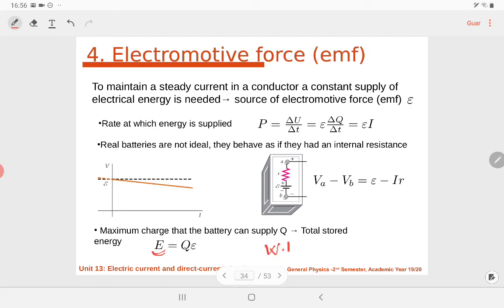Watt-hour is also a measure of energy, because remember that power is equal to the amount of energy divided by the amount of time. So the amount of energy can be power times time. So sometimes watt-hours or kilowatt-hours are also a unit used to tell you how much energy a battery has stored.